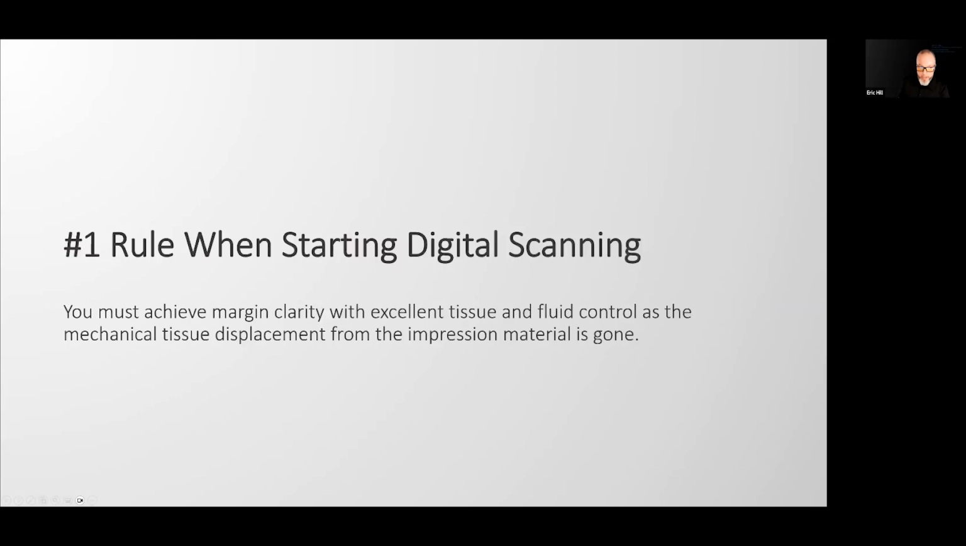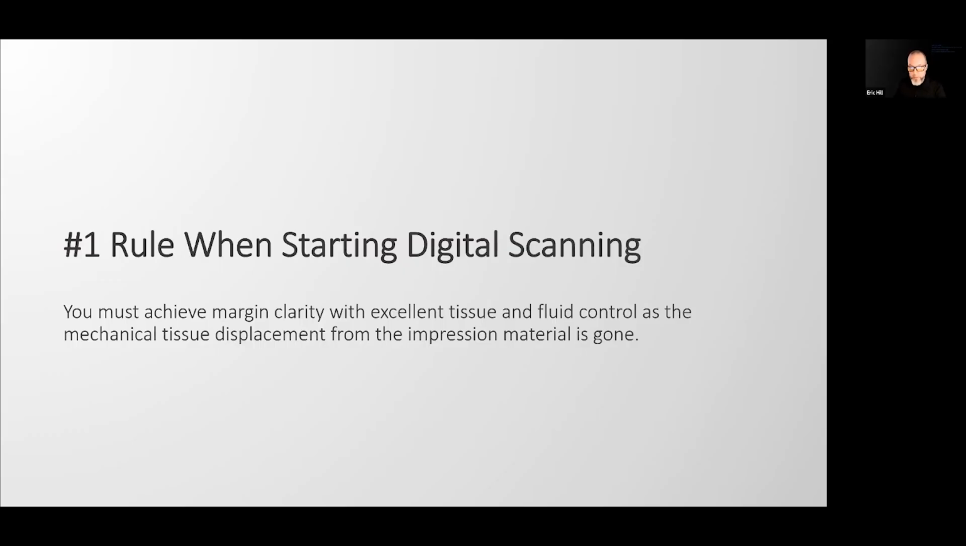Number one rule, like I was just referring to, is you must achieve margin clarity with excellent tissue and fluid control, as the mechanical tissue displacement from the impression material is gone. So if you're taking traditional impressions and you're using that impression material in the mouth, of course, that impression material is going to push the tissue or evacuate the tissue away from the margin and give you better margins than you would normally get with intraoral scanning impressions.